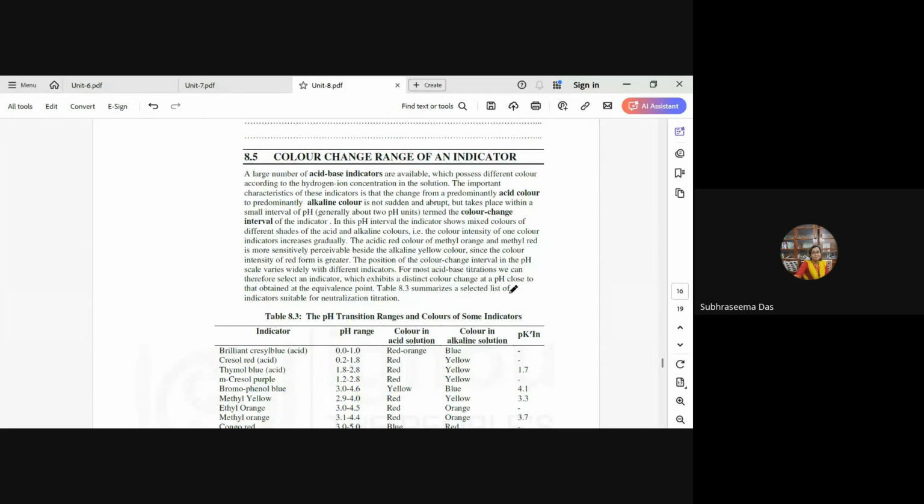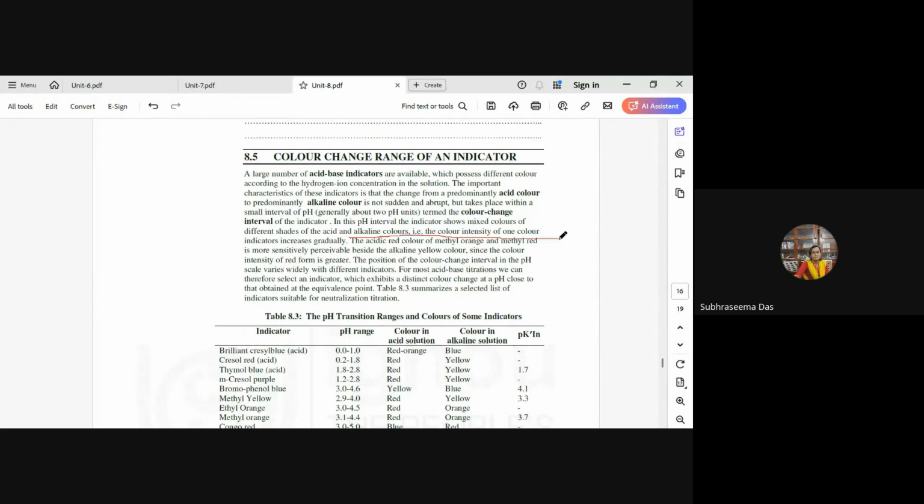Now coming to the color range of an indicator. A large number of acid-base indicators are available which possess different colors according to the hydrogen ion concentration in the solution. The important characteristic of this color is that the change from a predominantly acid color to a predominantly alkaline color does not occur suddenly, but changes gradually, and it is termed the color change interval of the indicator. In this pH interval, the indicator shows mixed colors of different shades of the acid and alkaline colors.